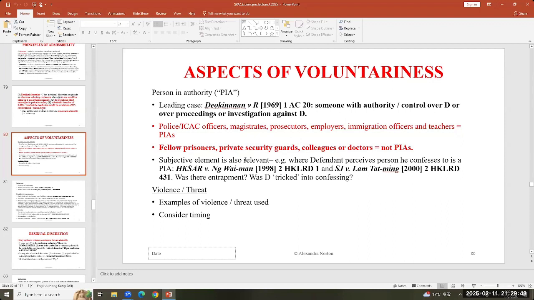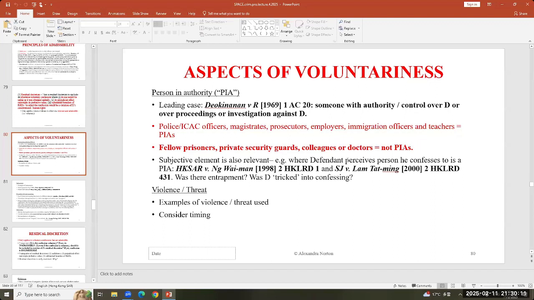But it's also relevant to consider whether the defendant perceives this person to be a person in authority. So they actually have to be a person in authority, and the defendant has to perceive them to be a person in authority. So we had these two cases, Nguai Man and Lam Tat Ming, remember, where the police officers or the ICAC officers were undercover, right?